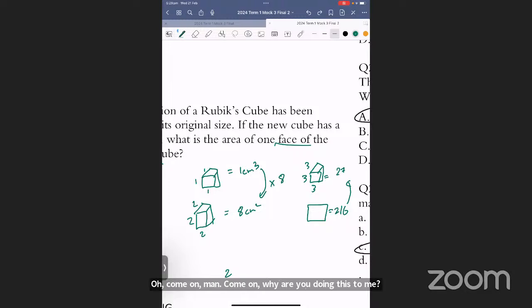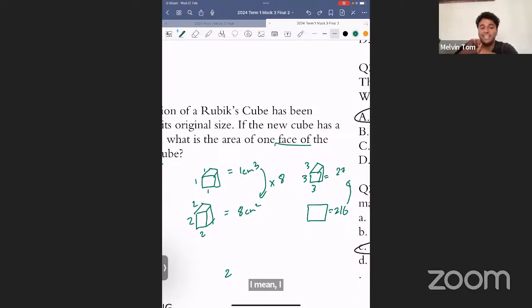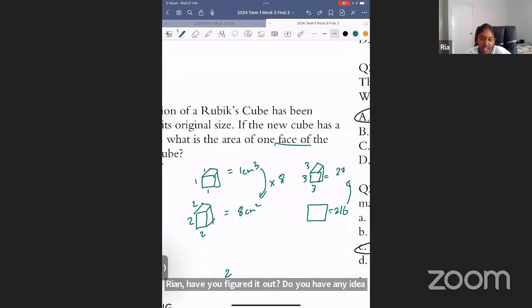All right, Shanvi? Melvin, I wasn't really listening because I was taking notes, but why did you divide it by 2? How did you know you had to divide it by 2? Well, first of all, I can't help you if you're not paying attention. But secondly, same thing as I mentioned, Ria, take a look at the image and see if you can figure it out. Ria, have you figured it out? Do you have any idea? I haven't figured it out yet.